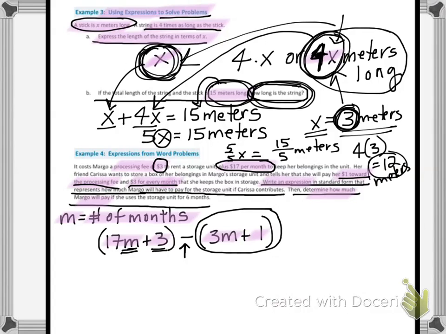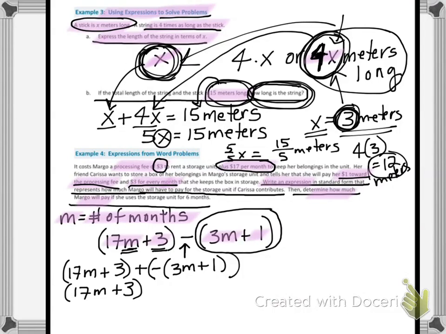Okay. So if we go ahead and treat subtraction as adding the opposite, and we did that, it would look like this: 17M plus 3 plus the opposite of 3M plus 1, which would continue as 17M plus 3 plus negative 3M plus negative 1.